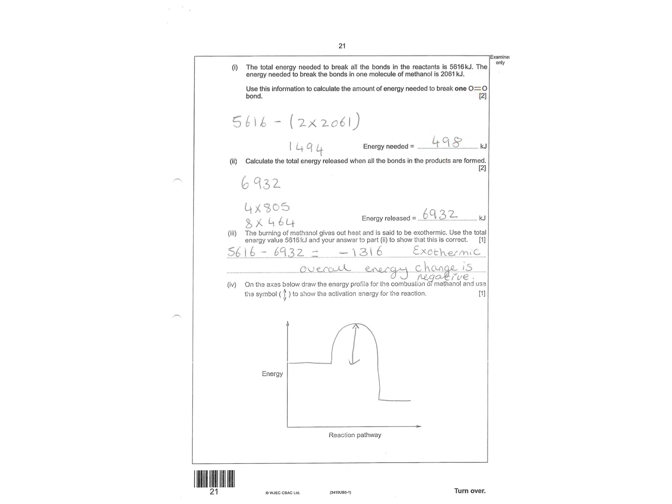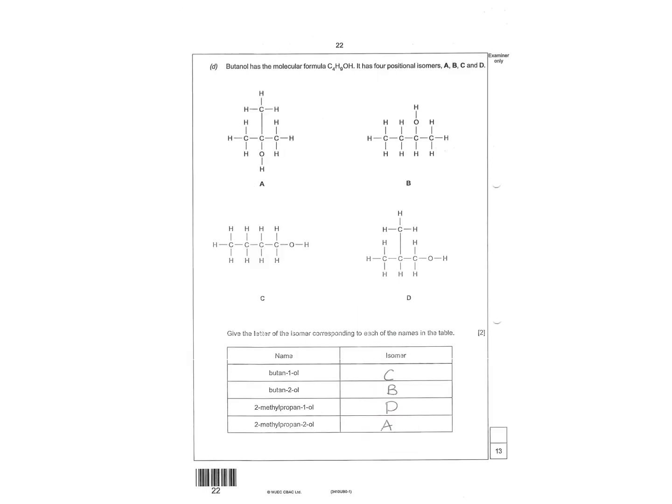Then you need to work out the products, which is exactly the same format, and then for this bit here you had to do reactants take away products, which would have given you exothermic, and then draw an energy profile by that. Give the letter of the isomer corresponding to each name. Butan-1-ol, the OH is on the 1, it's going to be C. Butan-2-ol, that one there. 2-methylpropan-1-ol, it's that one there, and then propan-2-ol, it's going to be that one there.